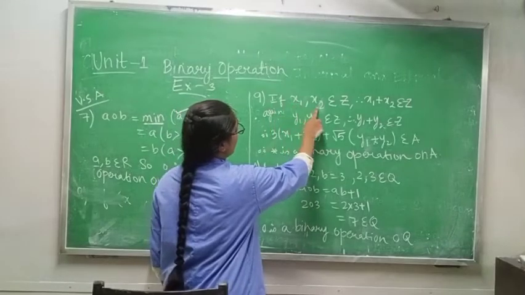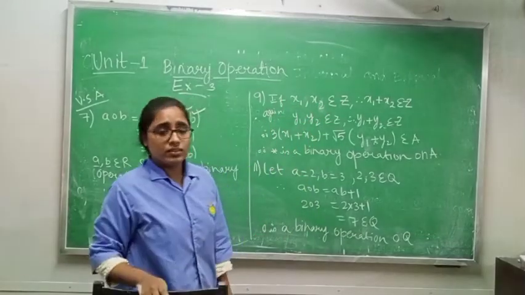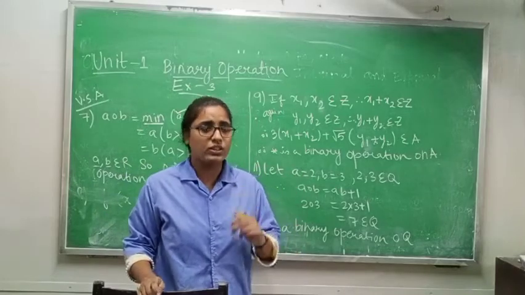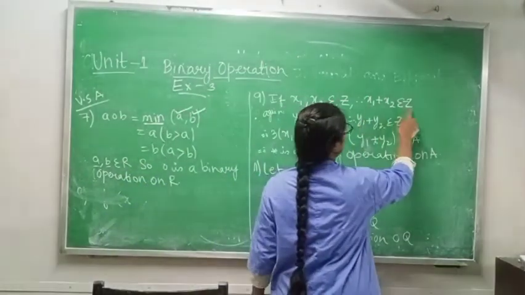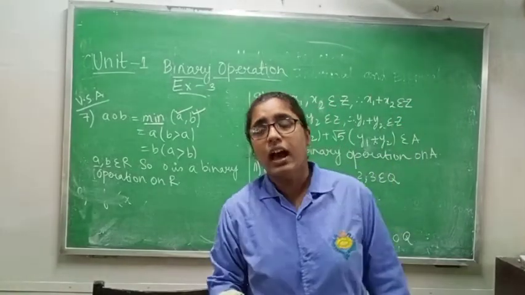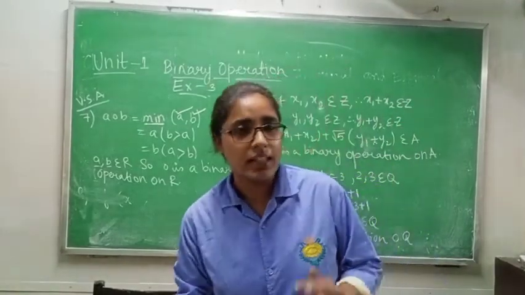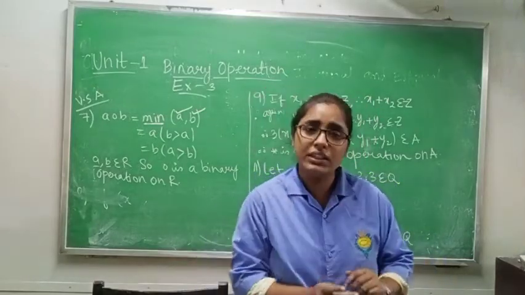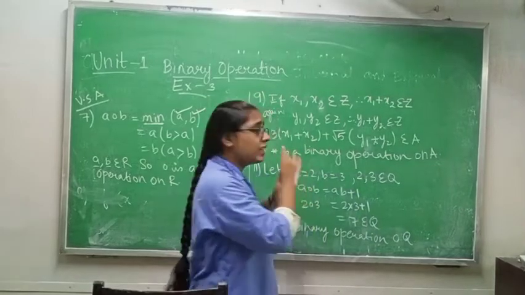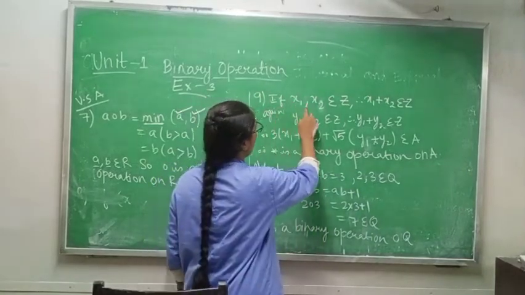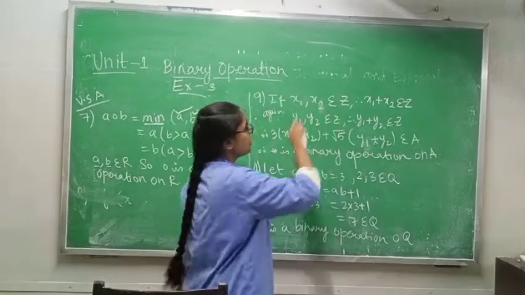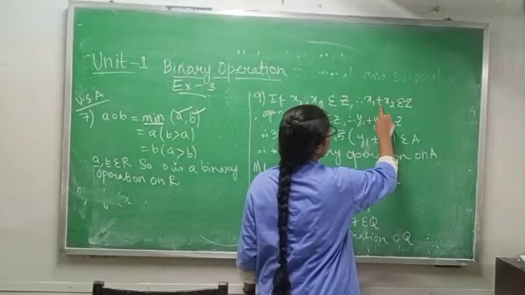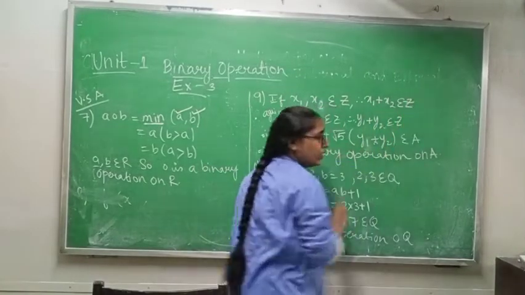See, if x1 and x2 belong to Z, Z being the integers, any integer. If x1 is an integer and x2 is also an integer, when you add these two, you will again get an integer. Suppose I take x1 as 1 and x2 as 3. So 1 plus 3 will give you 4, and 4 is also an integer. So that is what I have written here: if x1, x2 belong to Z, meaning both are integers, therefore x1 plus x2 also belongs to Z.